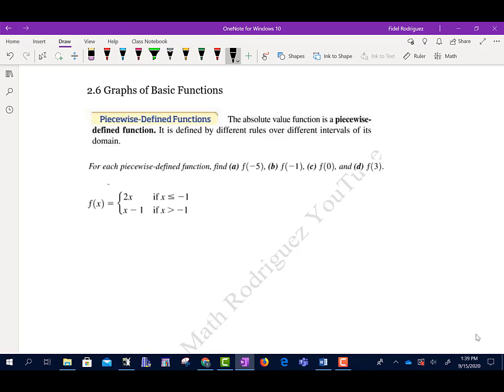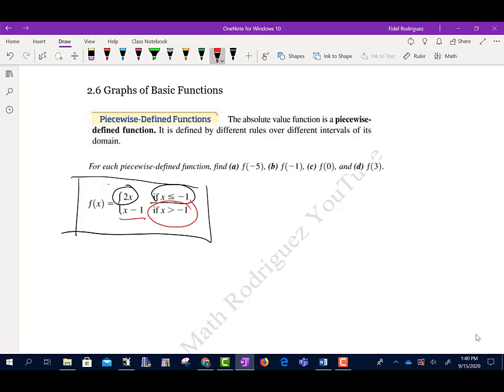Okay, so let me give you an example here, guys. This is what we call a piecewise function. Anytime x is smaller than or equal to -1, that function is going to be defined as 2x. But anytime x is bigger than -1, we're going to be using x minus 1 to define the function. So in doing this problem, because it's asking us to evaluate, we're going to have to figure out over which intervals we will be using the particular function. So for part A, it's asking me to find f of -5.